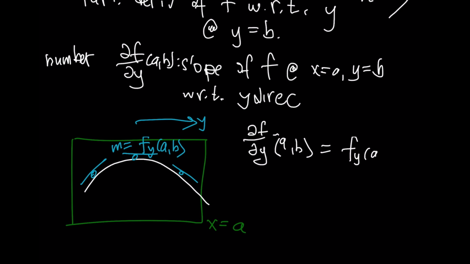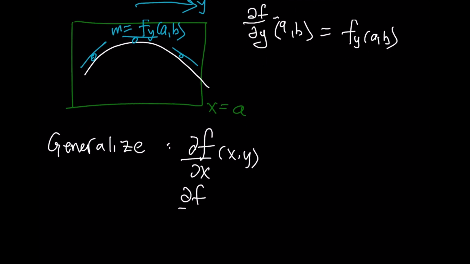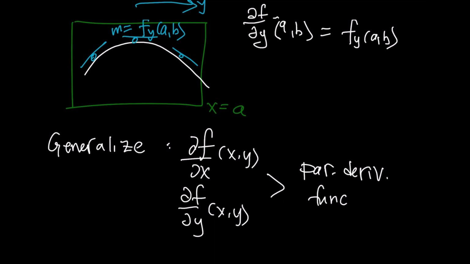Now we can also generalize this. When we generalize it, we can talk about a partial derivative function. So we could have df dx or df dy. These are partial derivative functions. Now, the difference here is that their inputs are variables.